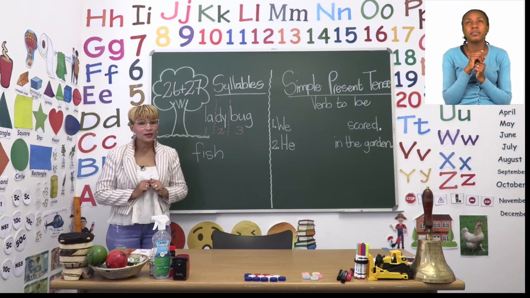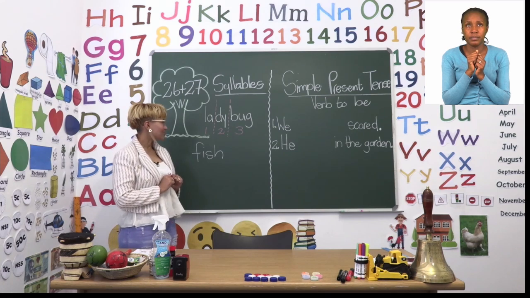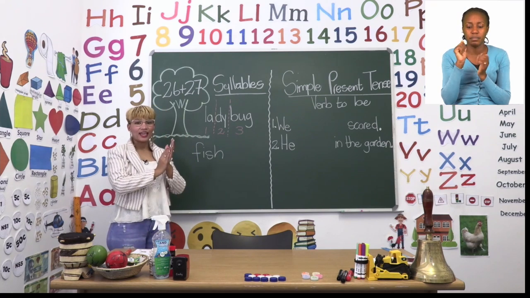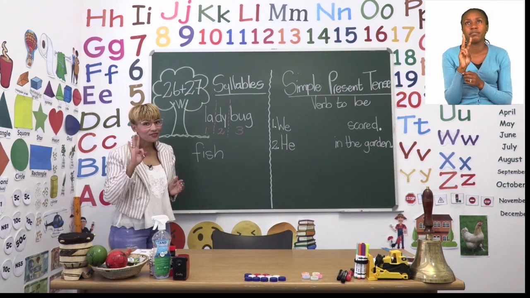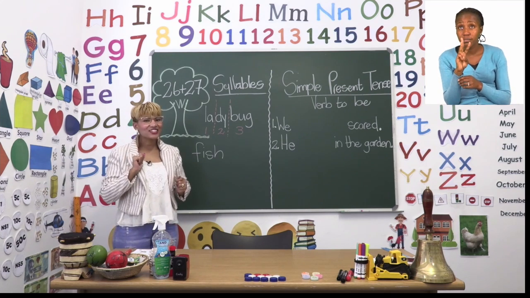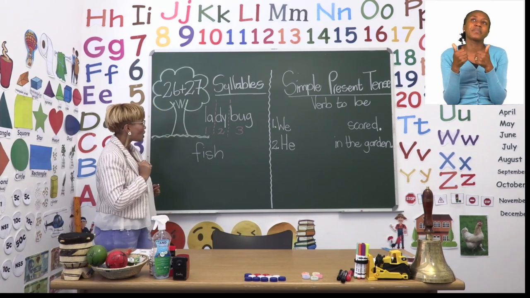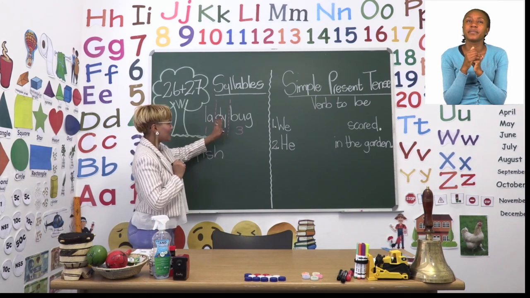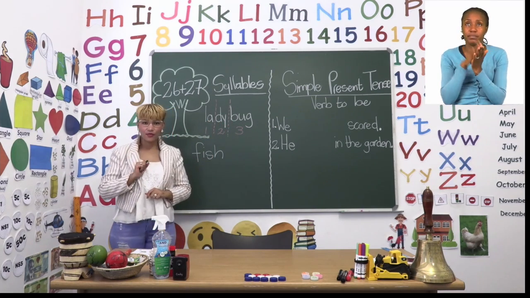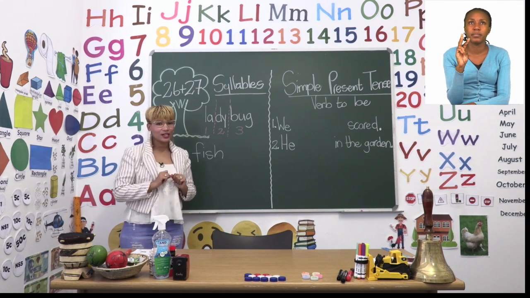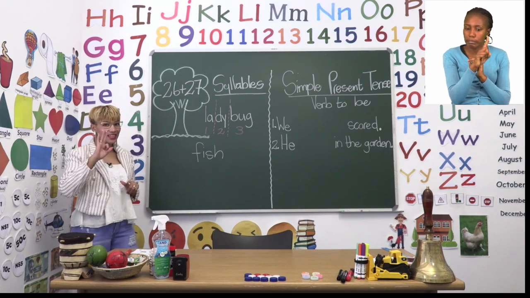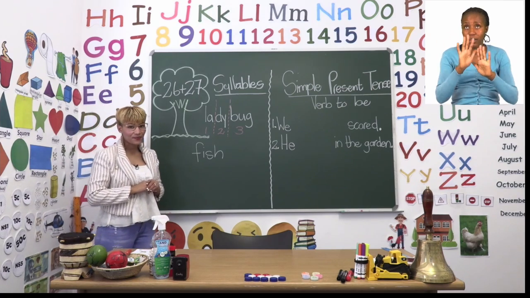Just to make sure, let's clap to make sure that there are 3 syllables. Will you do it with me? Let's start. Ladybug. Do you have 3 syllables? Great job, everyone. So, ladybug has 3 syllables. So now at the bottom, you can go ahead and color in the number 3.